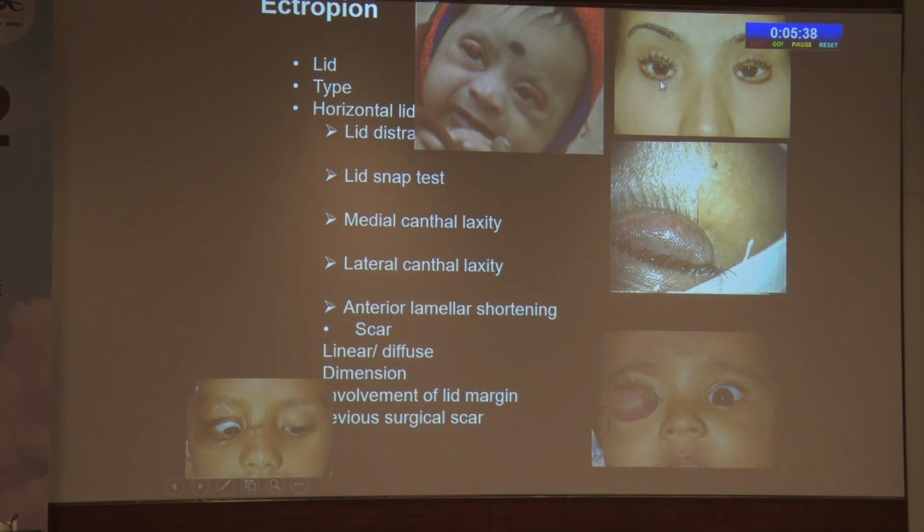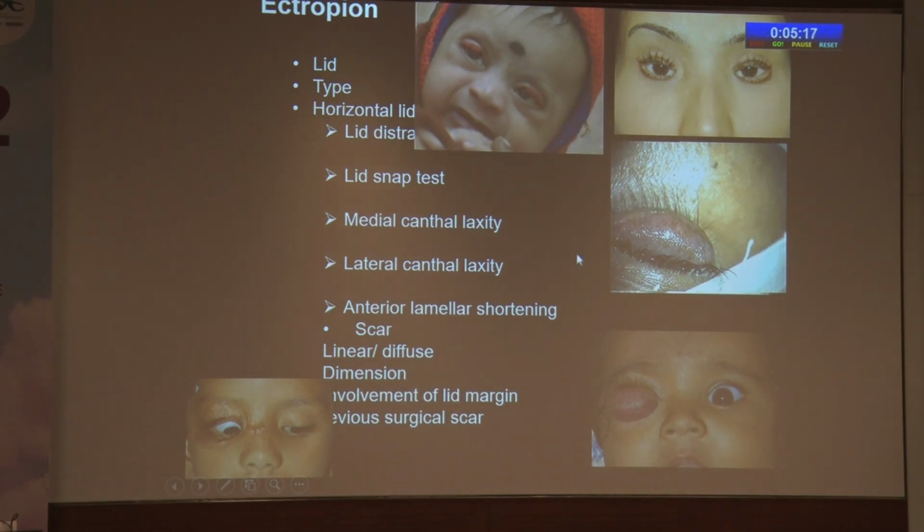Here you see there is an ectropion, but it's involutional. Here you see an ectropion, and look at the way the patient has presented. It's floppy. Here it is mechanical. There is a hypertrophy of the conjunctiva resulting in an ectropion. And here you see it is the upper lid, where there is shortening of the anterior lamella.